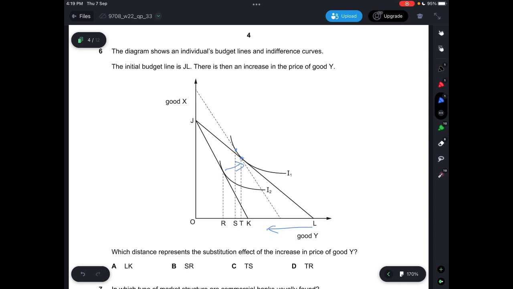Therefore, the distance that represents the substitution effect is on the same indifference curve, but because you can now buy less of good Y, this is the maximum combination of goods we can purchase that brings the same marginal utility. This means the distance that represents the substitution effect of the increase in price of good Y is this distance. Instead of T, we now shift up to S. So the distance would be TS. So the answer is C.